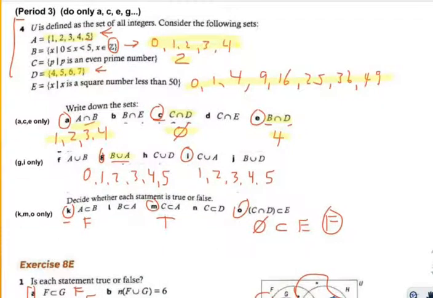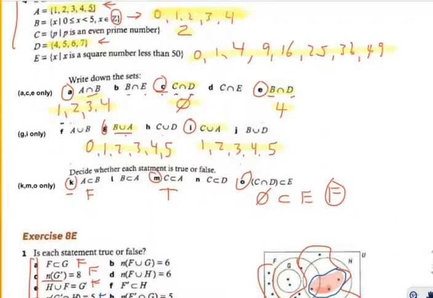Moving on to G. B union A. So that would be any element that's in A or B. So that would be 1, 2, 3, 4, 5, and it would also be 0, 1, 2, 3, 4. And so if you put those together and not repeat any elements, you would have 0, 1, 2, 3, 4, 5. C union A. So that would be any element that's in C or A. So that would be 1, 2, 3, 4, 5, right?